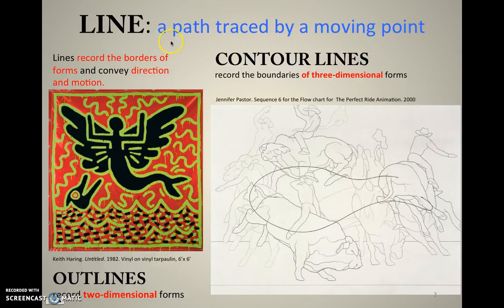Line as a term is a path traced by a moving point. Make sure you understand the difference between an outline, something that keeps shapes very two-dimensional, this is Keith Haring, versus something that shows the contour lines. If you think about each one of these images of the bull, if you just go around the outside edges, you wouldn't be able to see the placement of the head or the legs as the bull is moving. So contour lines start to show a little bit more of the three-dimensional boundaries of forms. Make sure you understand the difference.